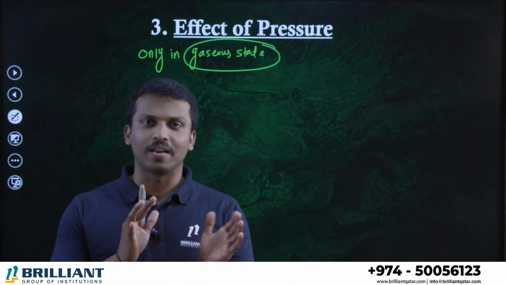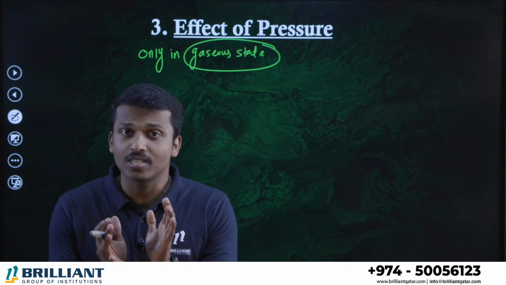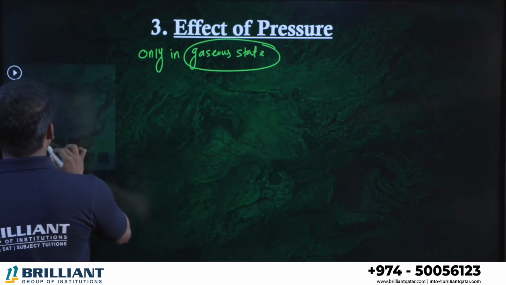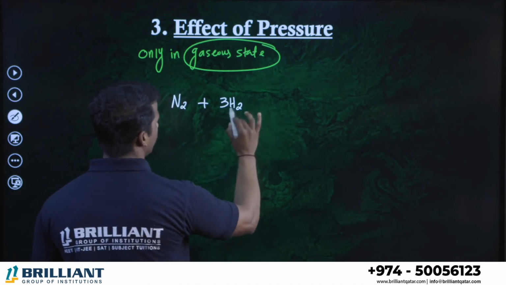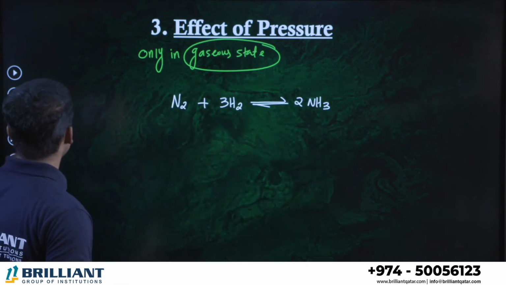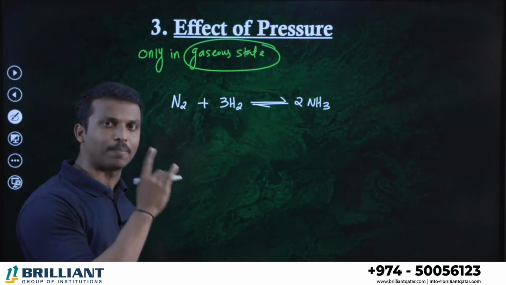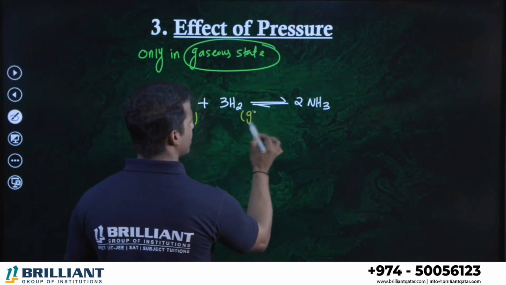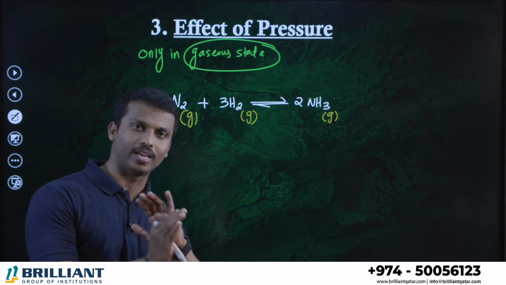If your reactants and products are in the gaseous state, you can apply this concept. Clear? Let me discuss in detail. Let me take the same example which we discussed before, that is N2 plus 3H2 in equilibrium with 2NH3. If you want to explain the effect of pressure, we need to know the state of the reactants and products. Nitrogen is a gas, hydrogen is a gas, ammonia is also a gas. Yes, here pressure is applicable because pressure affects gaseous systems.